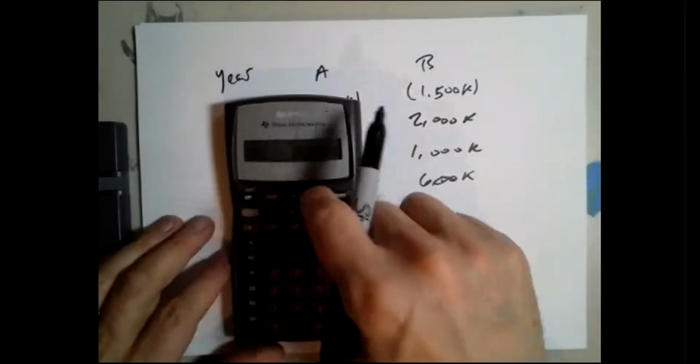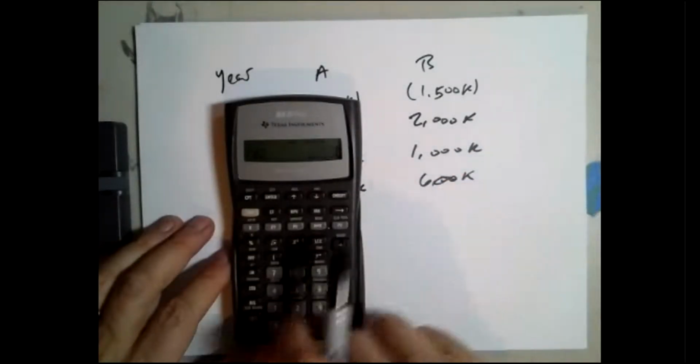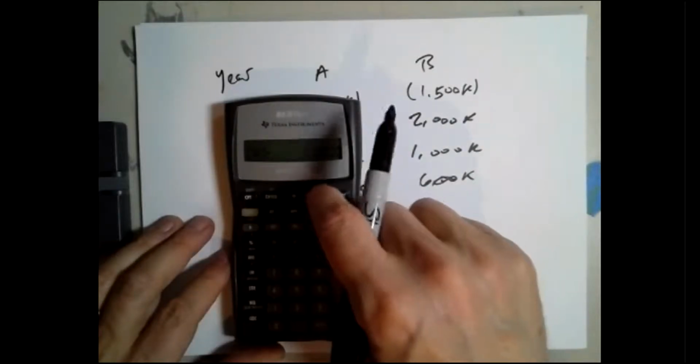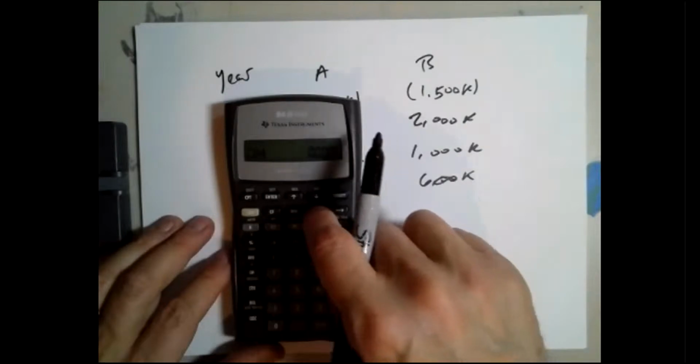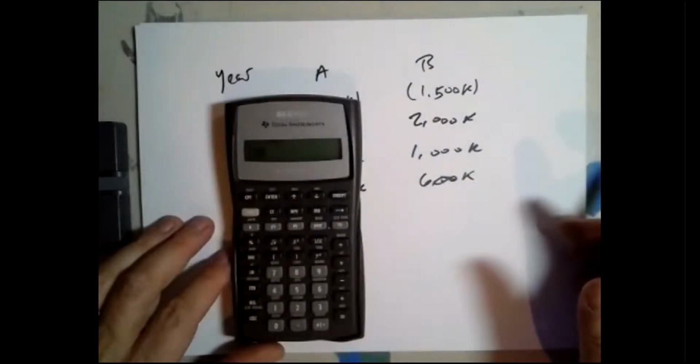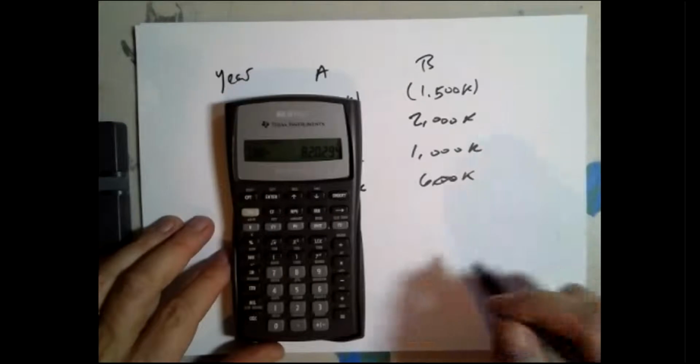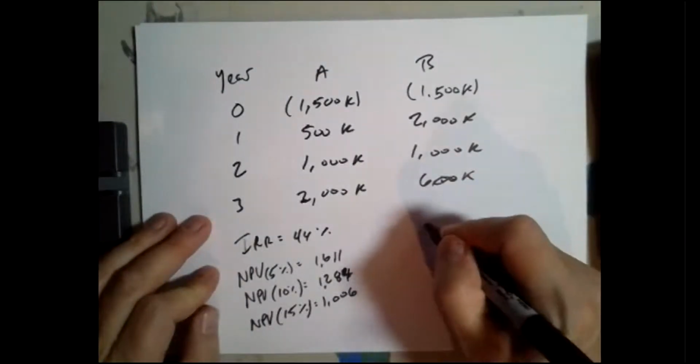1,000, enter, scroll down to 3,600,000, enter, and that's it. We're good. So then we hit IRR, compute, and we get an IRR of 82%.